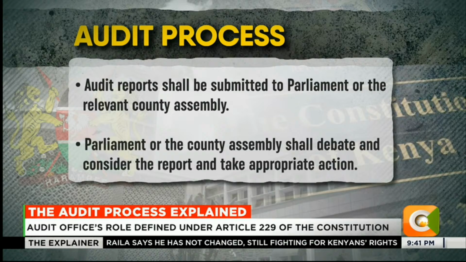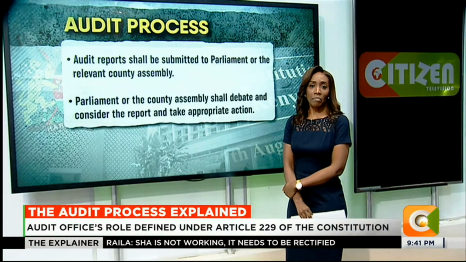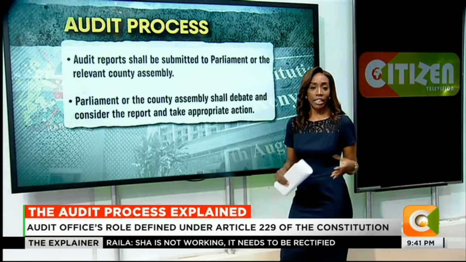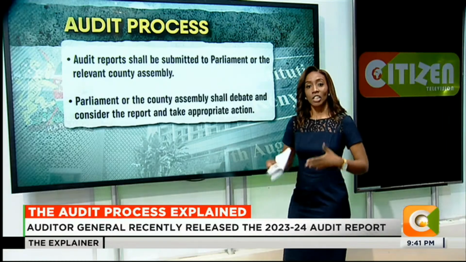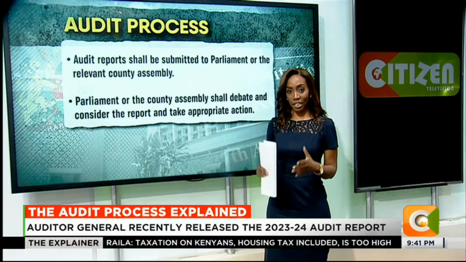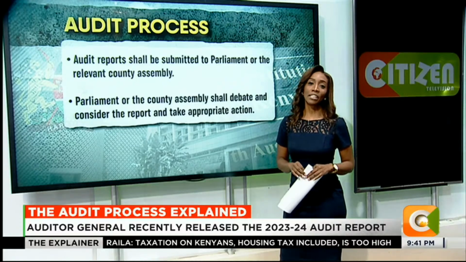Debate, consider, and taking appropriate action being the keywords here. Now, appropriate action might be maybe legislating or passing regulations that would be required to make changes in the processes to ensure that the taxpayer gets value for money. That is the audit process explained.